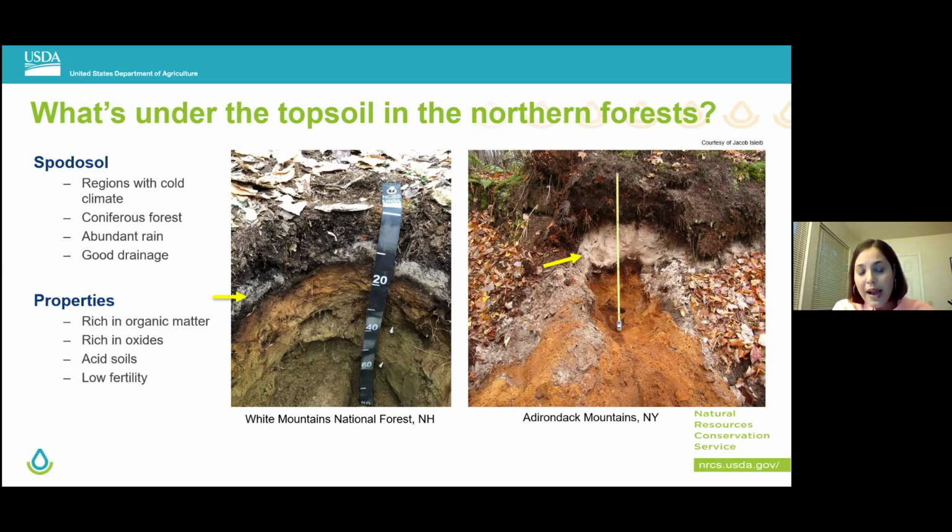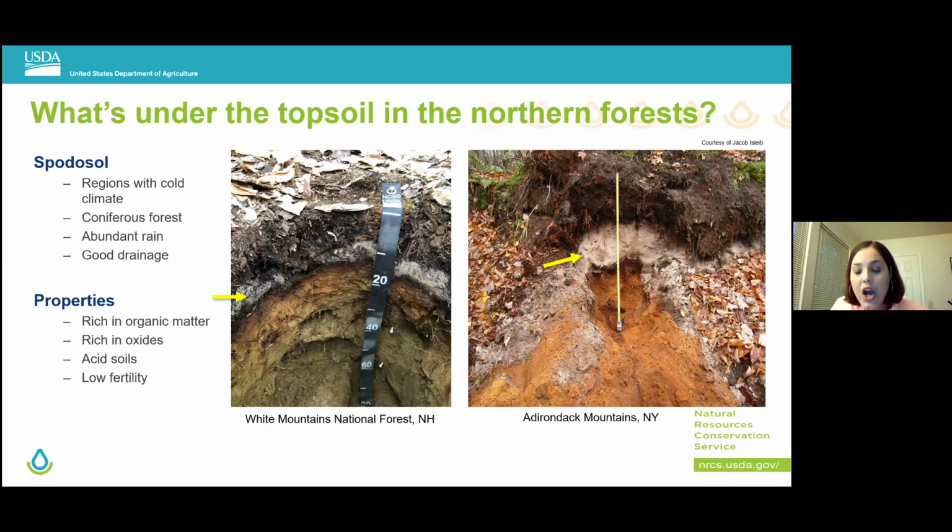The photo on the right is from the Adirondack Mountains in New York. And you can see the E horizon there, but it's more grayish. So it's not always gonna be white. We just call it light color, but it's not always gonna be white.